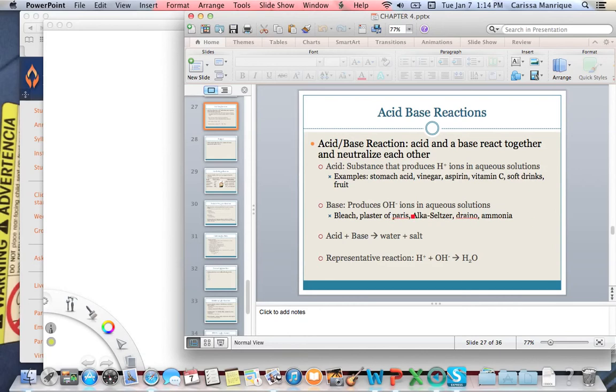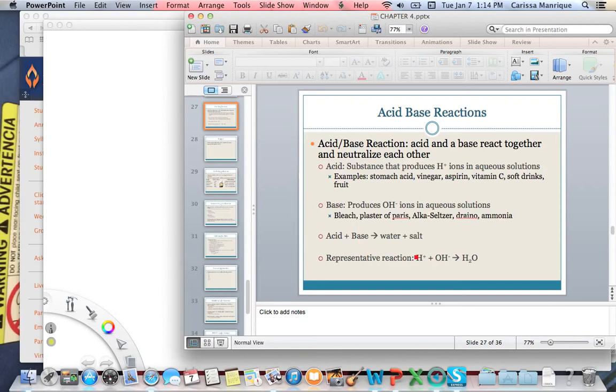So Alka-Seltzer, you take it because your stomach is upset. Your stomach is upset because it's too acidic. There's too much acid in your stomach. So remember, what does an acid-base reaction do? They neutralize each other. So you take this Alka-Seltzer, okay, and you react it with the acid in your stomach, hydrochloric acid, and they will neutralize each other. So let's look at what happens when an acid-base reaction neutralizes.